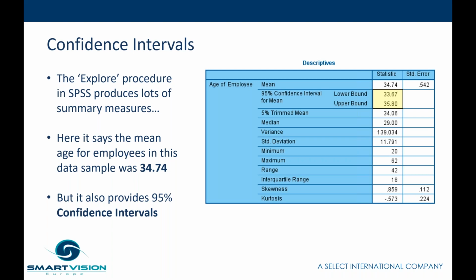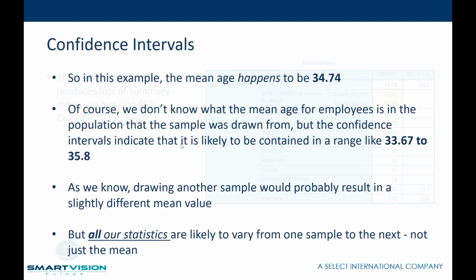In tools like SPSS, there are various places you can get confidence intervals, but probably the most common one is the Explore procedure. It produces lots of summary measures. You can see all these different descriptive statistics: 5% trimmed mean, standard deviation, minimum, maximum, range, all these weird values here. But it also just happens to throw in confidence intervals for this mean age. Mean age in employee is 34.74. What is the true mean age in the population? 33.67 to 35.80. It's saying there's a chance it's somewhere between there. So it's also providing confidence intervals. In this example, the mean age happens to be 34.74.